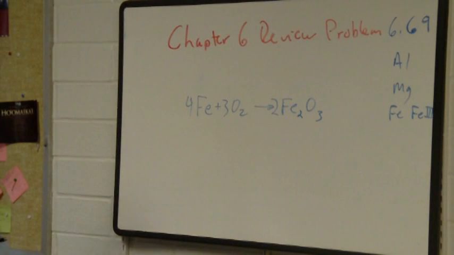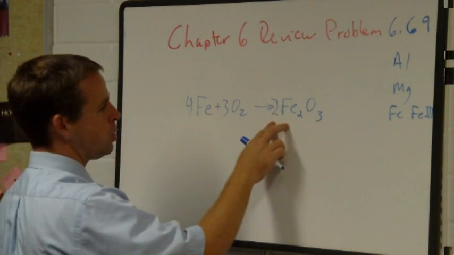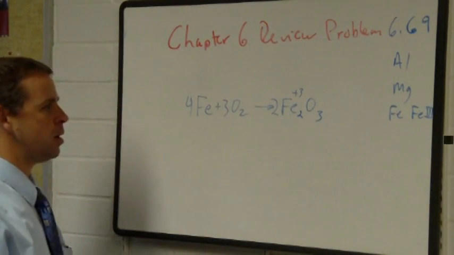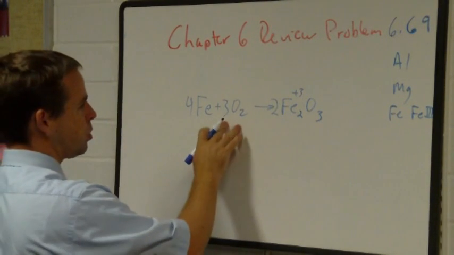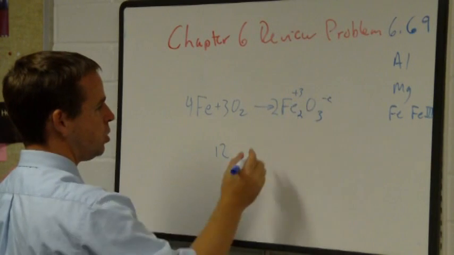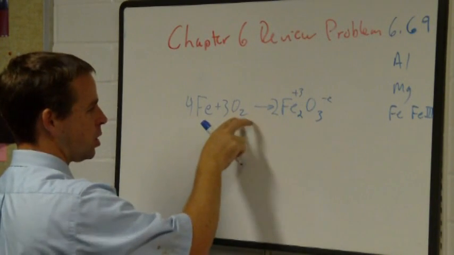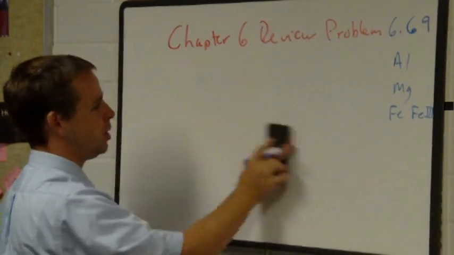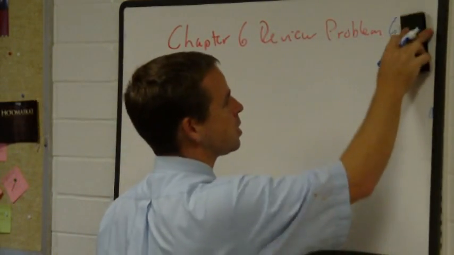All right, so again, 4 irons went to +3. That's the oxidation state of that iron there. That's a total of 12 electrons. 6 oxygens went to -2, and that's 12 electrons. All right, 669 is done.